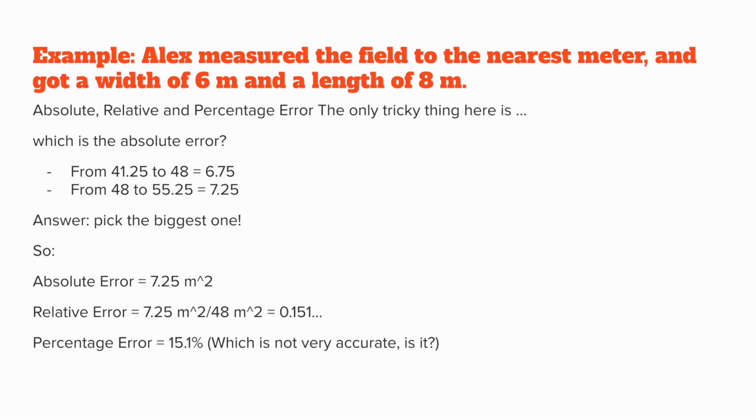So absolute value is 7.25 meter square, and relative error is 7.25 meter square divided by 48 meter square. So it should be 0.151 and more. So the percentage error should be 15.1%, which is not very accurate, is it?